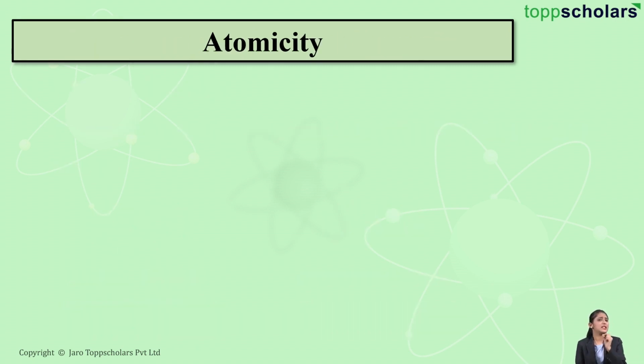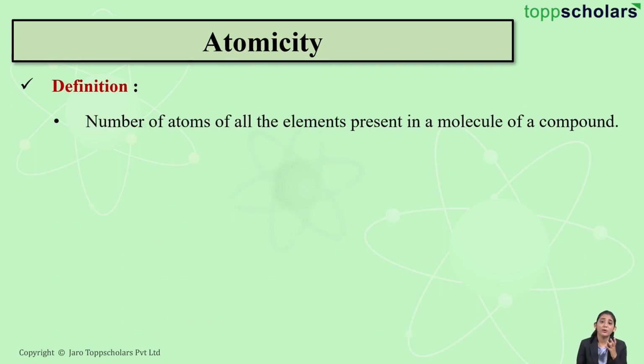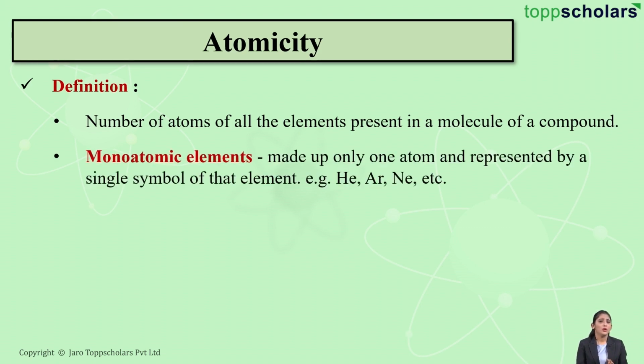Now friends, let's discuss what we mean by atomicity. Atomicity is simply the number of atoms of all the elements that are present in a molecule of a compound, right? Let's understand this with an example. The first type we have is monoatomic elements. Monoatomic elements are those elements which are made up of only one atom, and so they are said to be monoatomic elements. How do we represent these monoatomic elements? They are represented by the symbol of that element. For example, helium. Helium is a monoatomic element, and so it is represented by the symbol He.